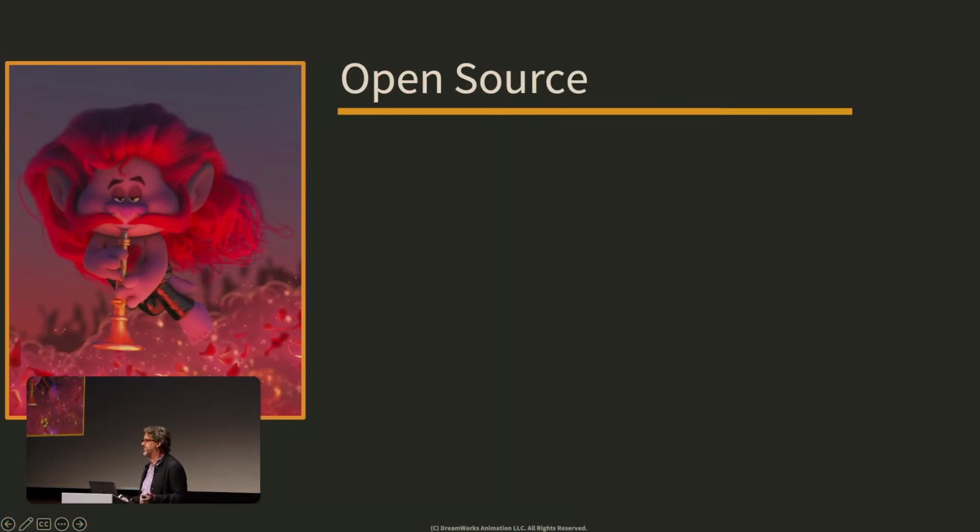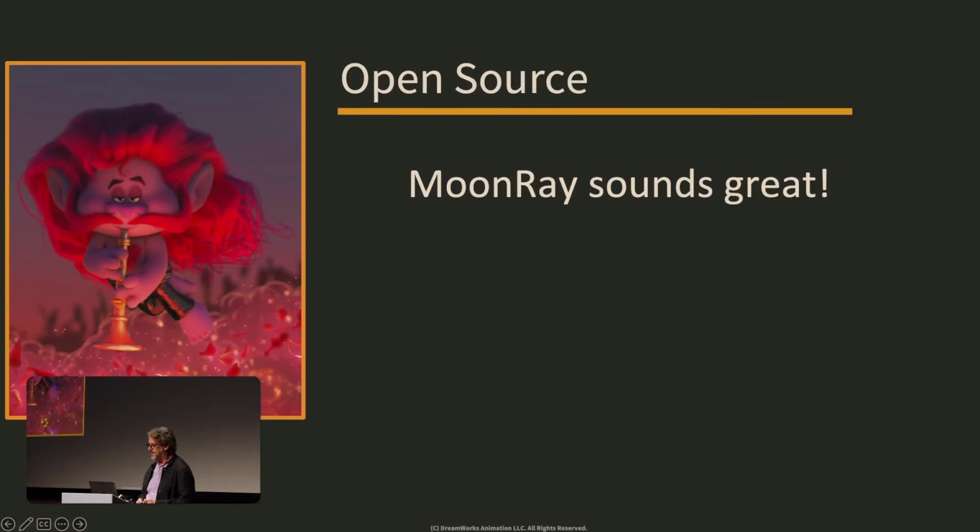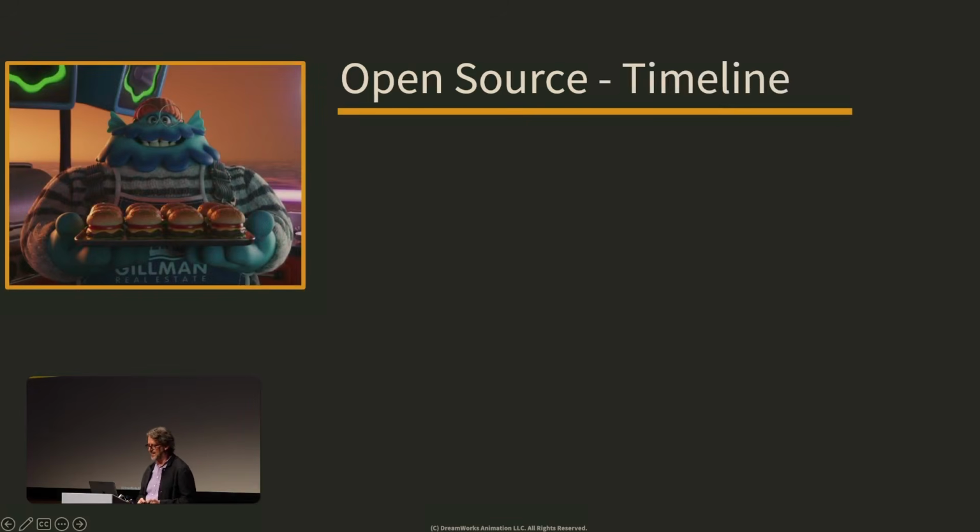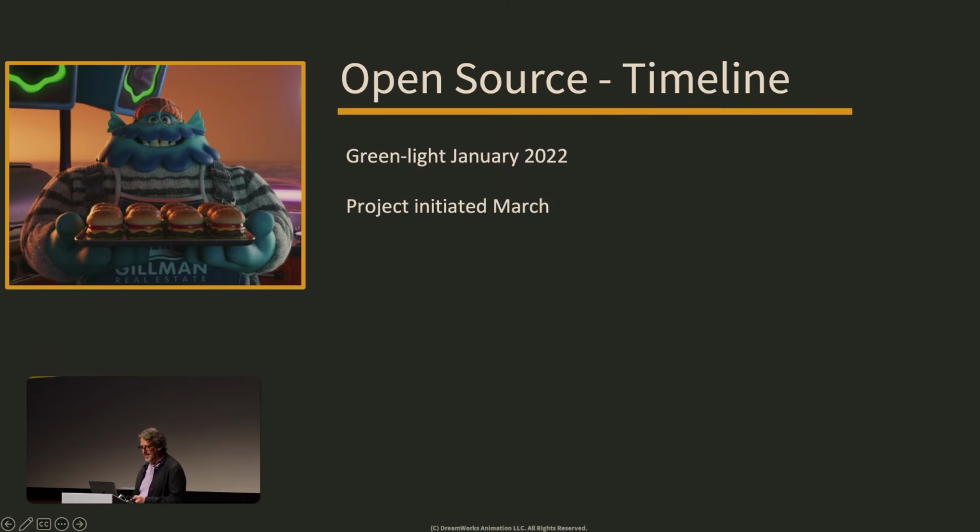So, MoonRay sounds great. What an amazing technology. So why on earth did we open source it? Let's start with our timeline. We got the green light to open source in January of 2022, though we've been working on pitching the idea internally with the execs for a year and a half prior to that. Once we had the green light, we moved pretty quickly to initiate and start the project in March with an ambitious goal to release it by the end of the year.